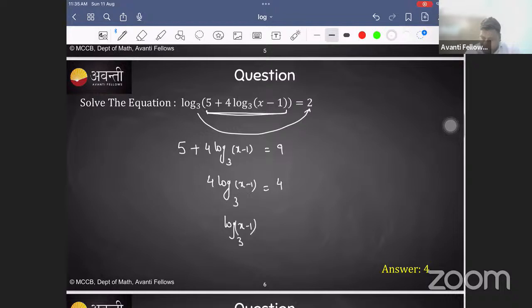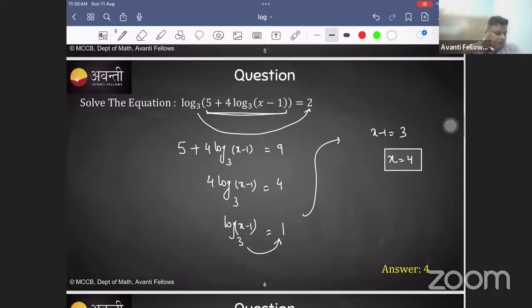So from here, log of x minus 1 base 3 is what? 4 by 4, 1. So x minus 1 will be 3 to the power 1, 3. So your x is 4. Got it? Your x is 4. This is the answer. Am I clear?